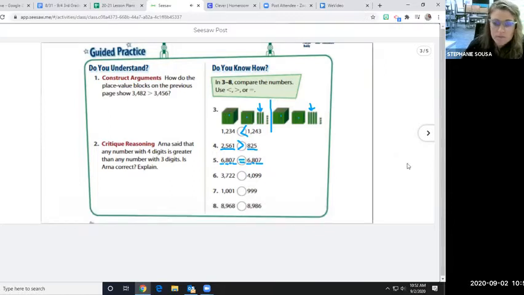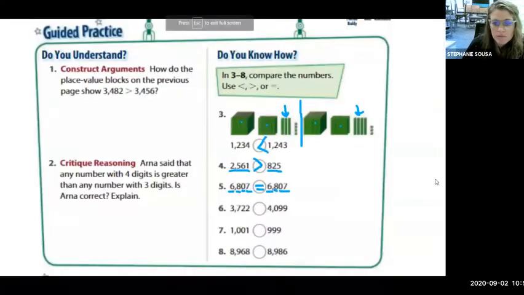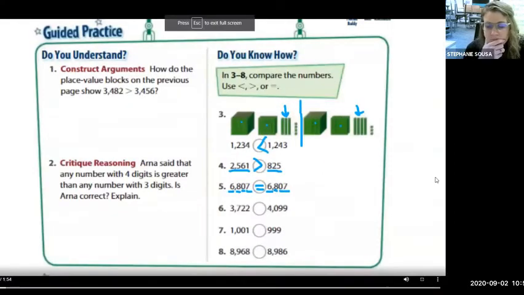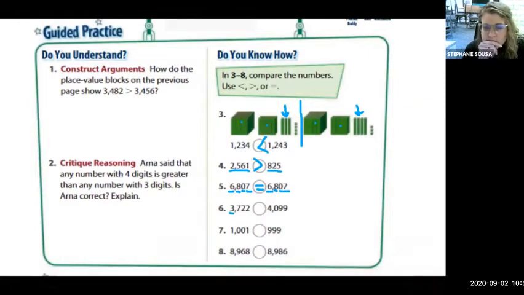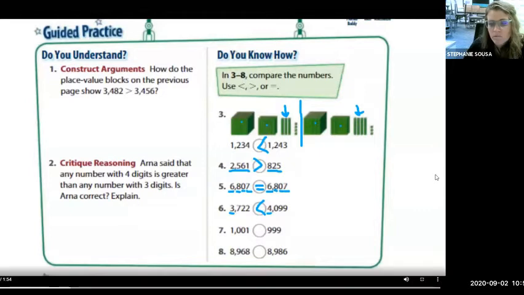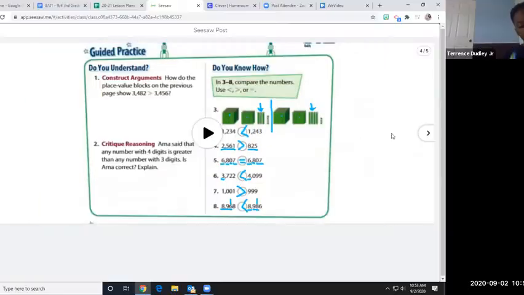Okay, so let's take a look at our number 6. We can see here that the first number has 3 thousands and the second number has 4 thousands. We know that 4 thousands is more than 3 thousands. So 3,722 is smaller than 4,099. Questions on that one? Here we go.